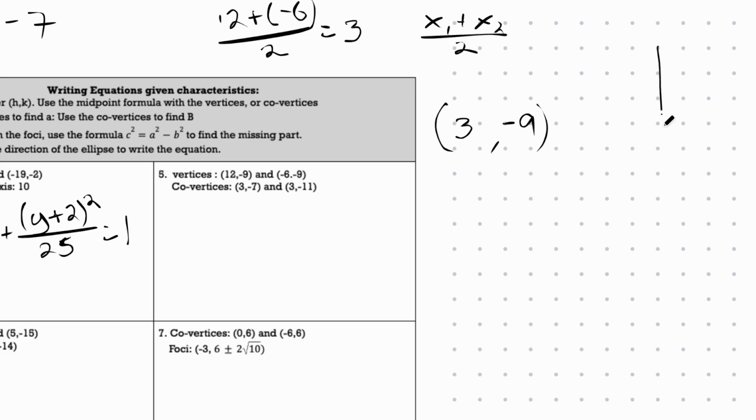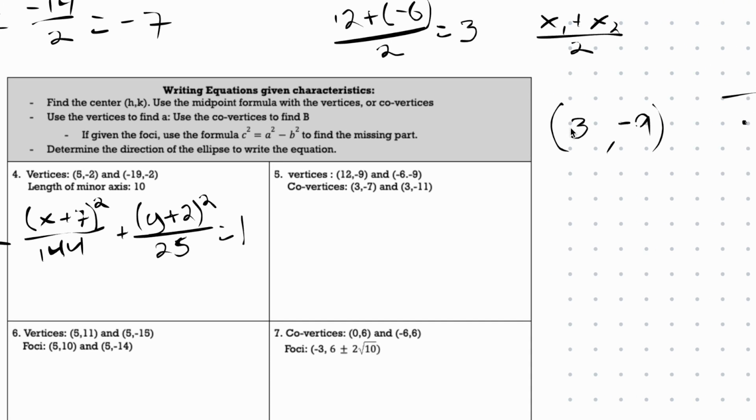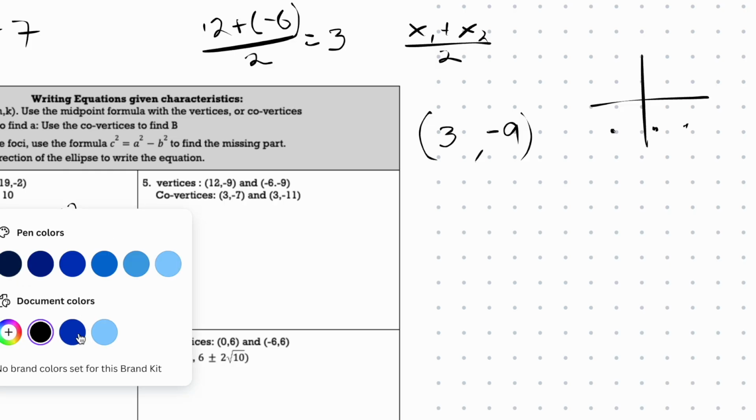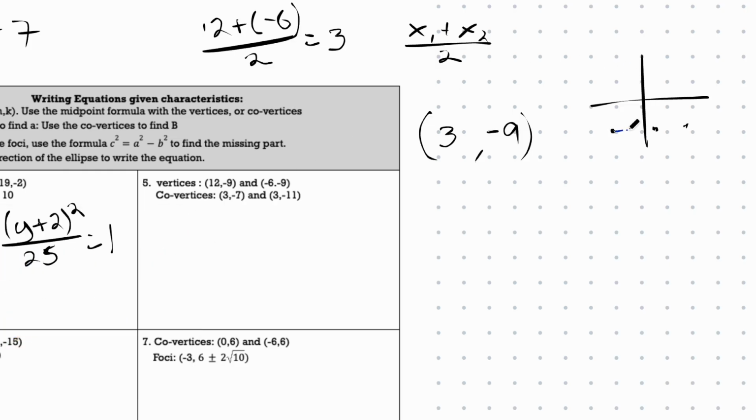So if I actually draw a variation of the thing I drew before, we're going to get something that's our center. So this is our center. And now what we'd want to do is find this length, because that's going to be our a value. When we find the difference between 3 and 12, for example, that's just going to be 9. If we go in the opposite direction, it's going to be 9 too.